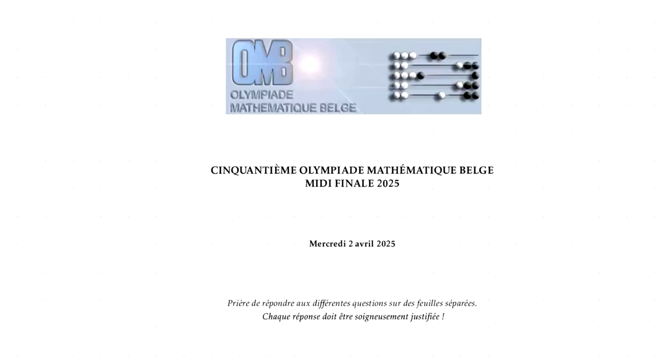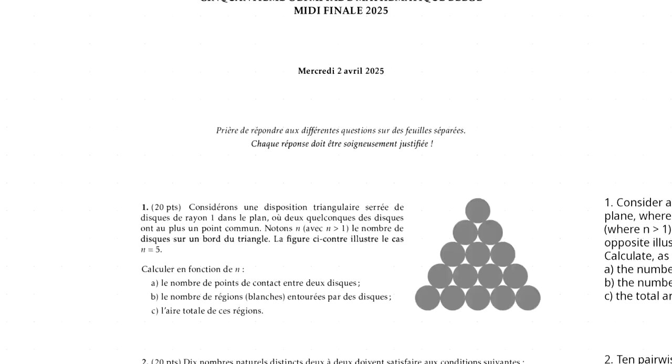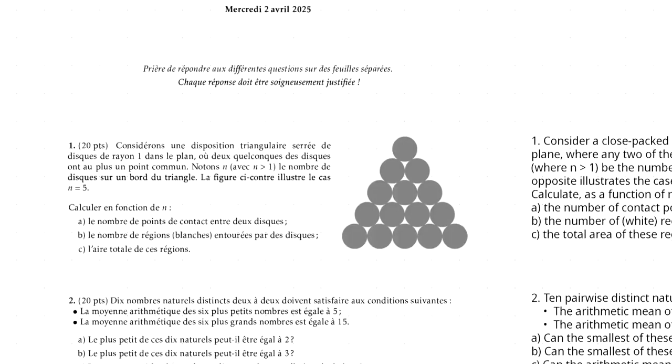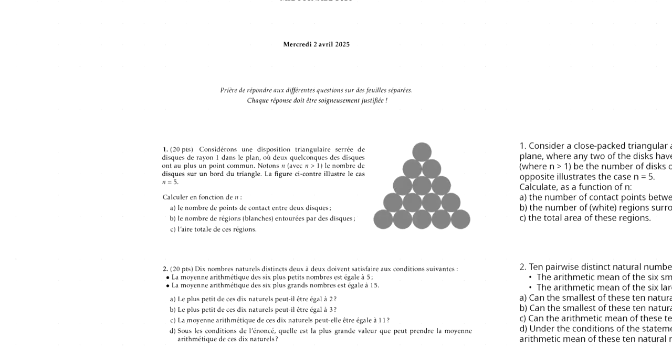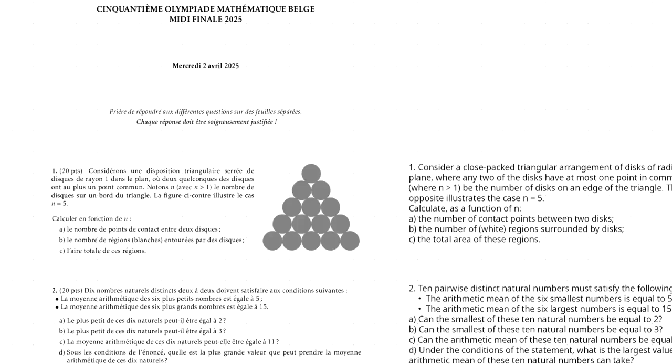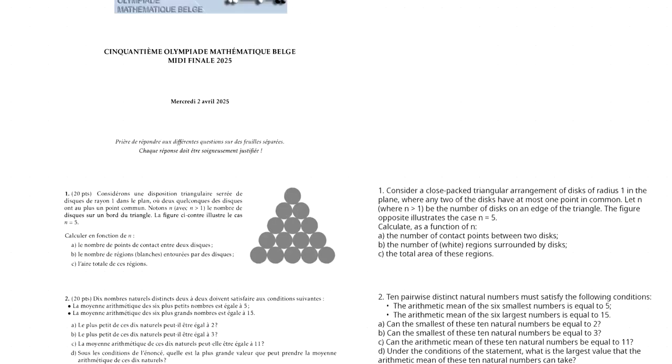Let's move on. So the first question I would say is kind of counting. You start with a close-packed triangular arrangement of circles, each with a radius of 1, right? And all the circles are tangent to each other, meaning only one contact point between each pair of the circles. It's asking, if the side length is n, meaning only n circles on each side, how many contact points are there?